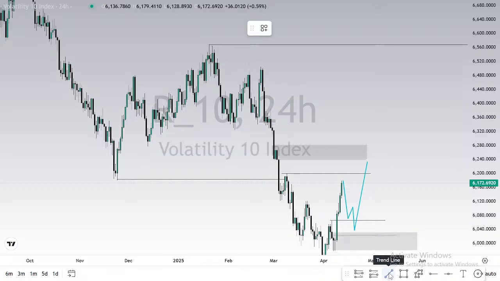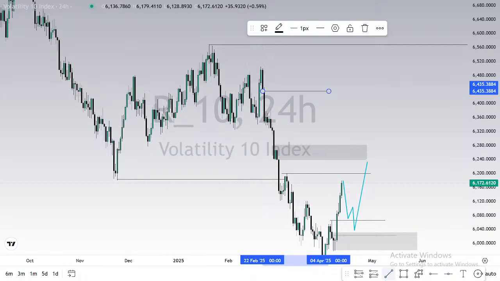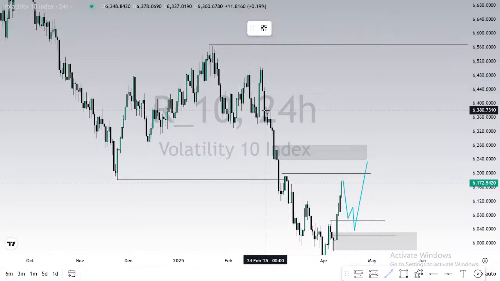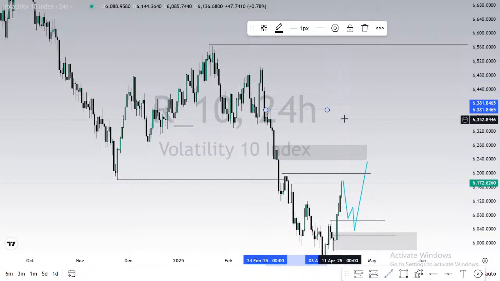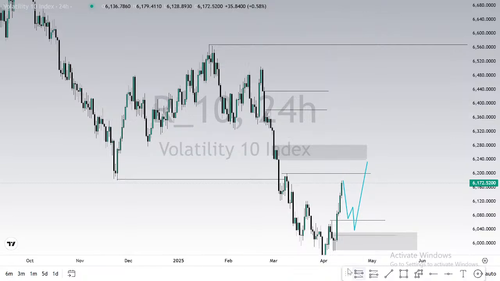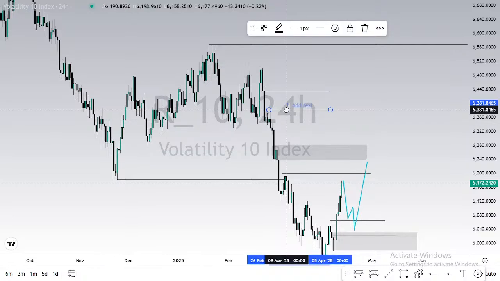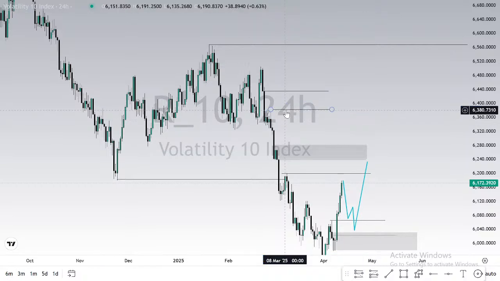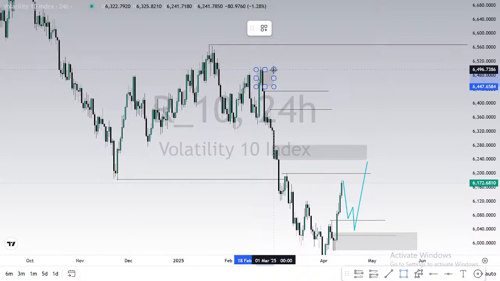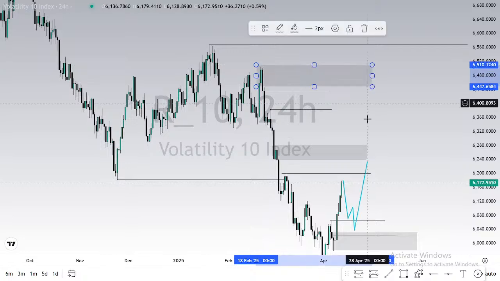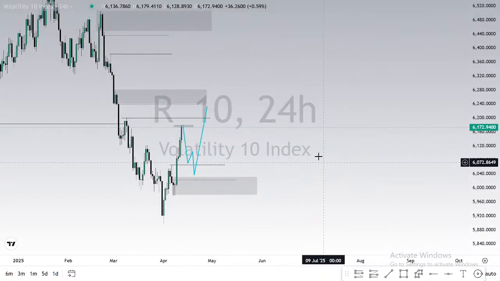My second POI high should be here. We have a void that is left unfilled here. Market has not filled this void, so it is extremely possible for market to come back and use this high as our inducement and probably use this fair value gap area or liquidity void area for continuation. So I'm just going to be marking this out as my next point of interest for the sell continuation.